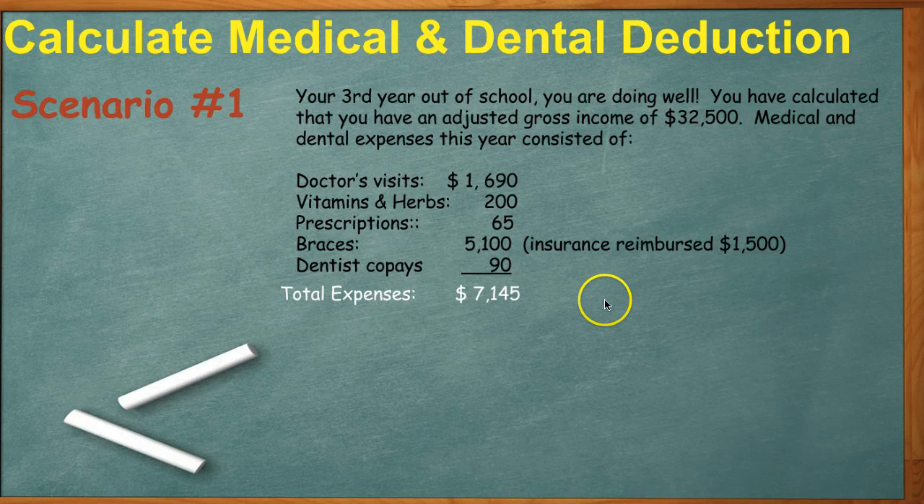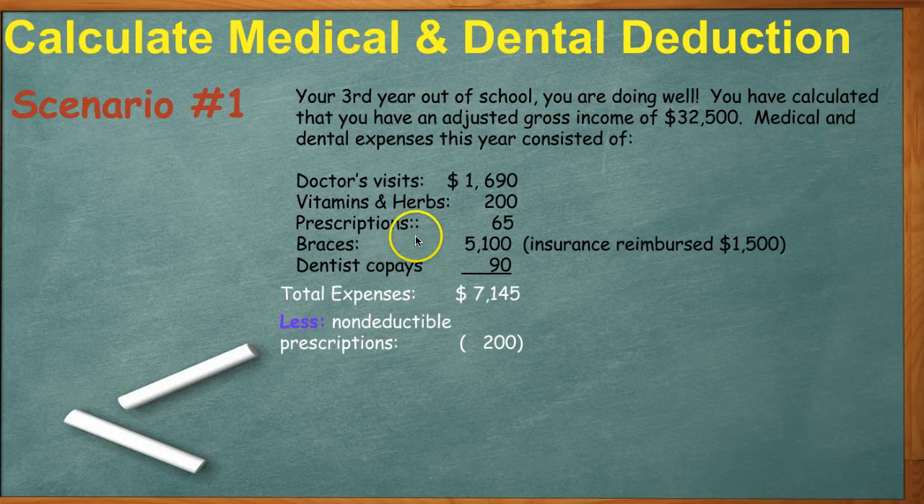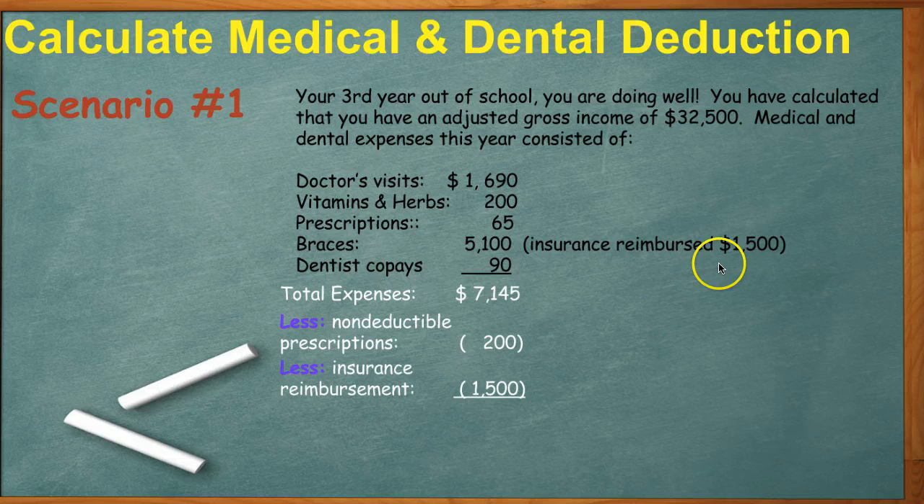The answer would be no. We would need to subtract out the non-deductible prescriptions, which is the $200. These are not actually prescriptions, right? These are just over the counter, so they are non-deductible. We also have to subtract the insurance reimbursement. Since we received this back, we didn't actually pay it. That means we actually have $5,445 that we would report on line 1.